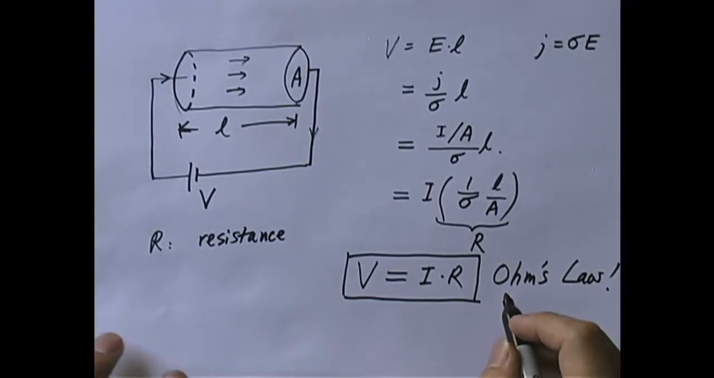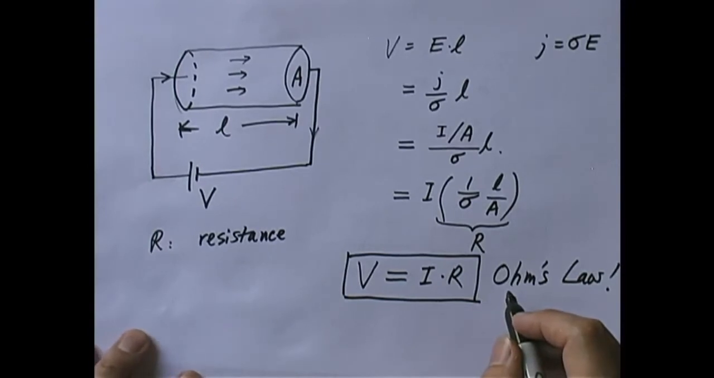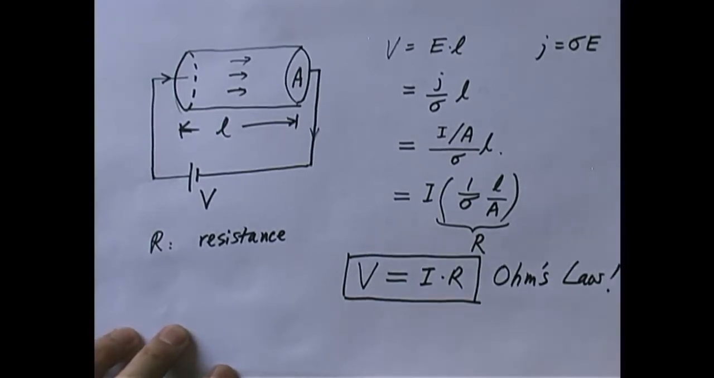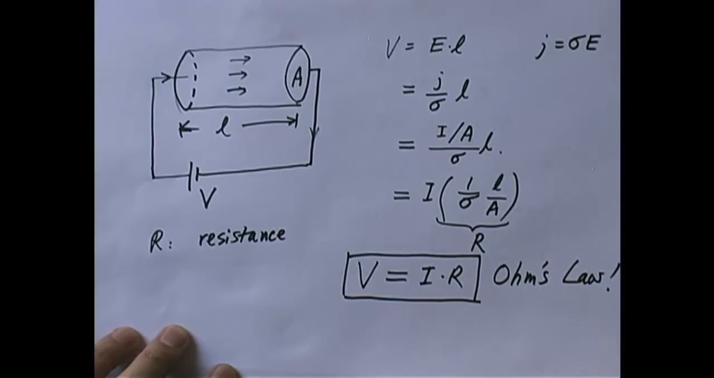This is used more often than J equals sigma E, because it's not very easy to measure E and J locally, but rather, V can be measured with a voltmeter and I can be measured with an ammeter. So this V equals IR is something that we apply to real electrical circuits. It's got an incredibly simple form. V and I are linearly proportional to each other for many materials, and all we have to do is find R.